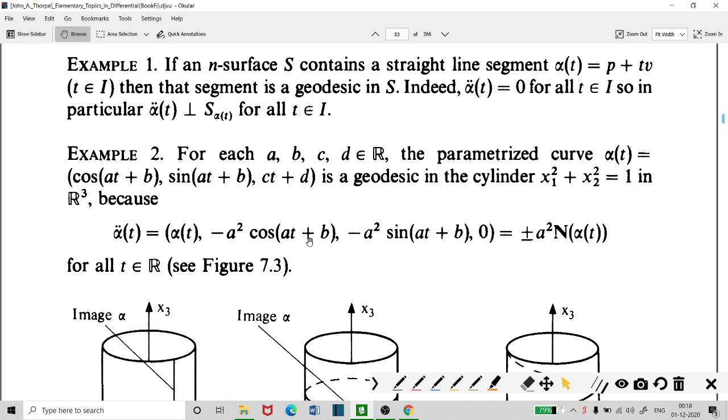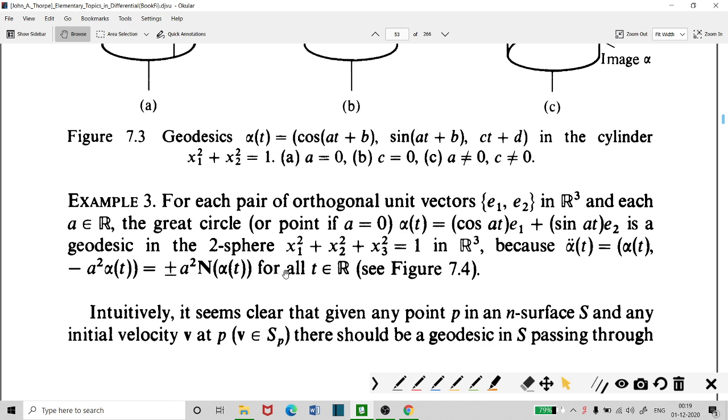This is an example of a geodesic. There is one more example. You can easily verify that this is also a geodesic.